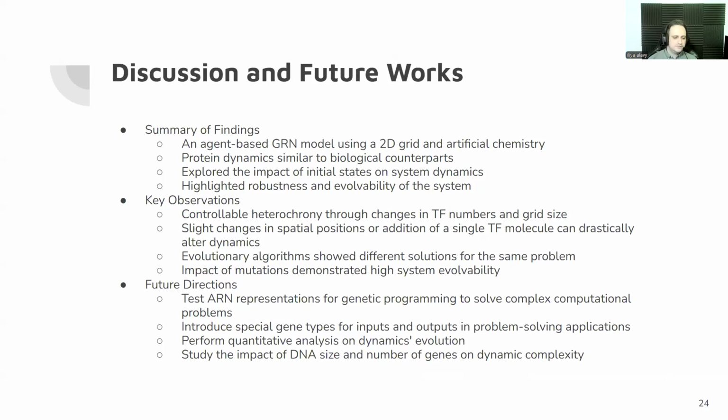The future direction of this work is to test GRN representations, or artificial regulatory network representations, for genetic programming to solve complex computational problems. One thing that we thought about was to introduce spatial genes to introduce inputs and outputs to our system, to perform quantitative analysis on the dynamics of the evolution rather than just observations, and to study the impact of the DNA size and the number of genes on the complexity of this network.